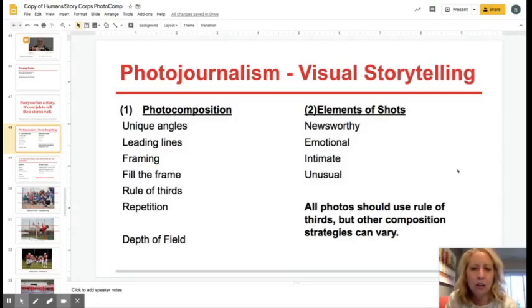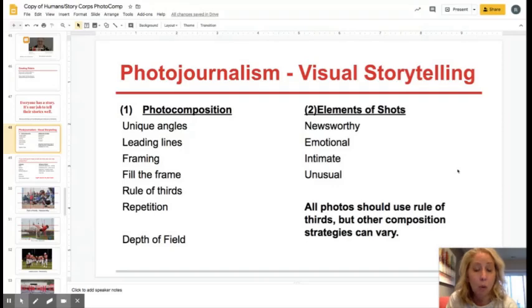The first category is just the composition of a photo, how it's put together, the angles, and some terms that I'll be teaching you that maybe you don't know yet, like leading lines, framing, filling the frame, rule of thirds, repetition, and depth of field. I'm going to show you some examples of that with some Homestead photos coming up in just a minute. But those are your primary photo composition techniques.